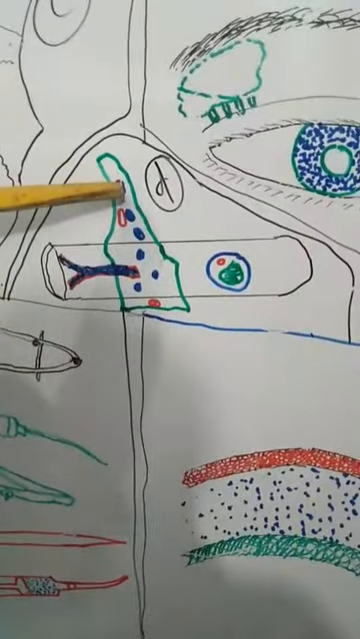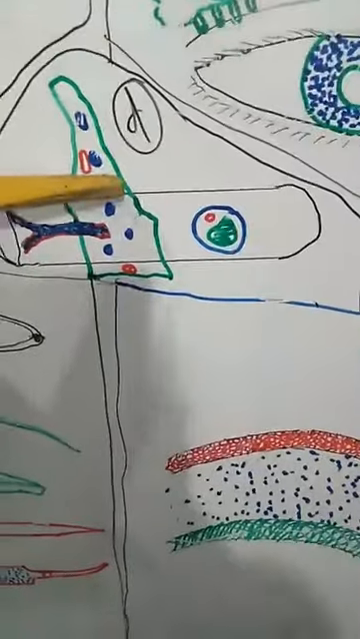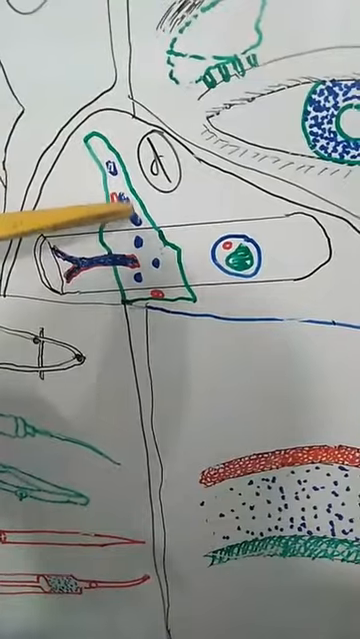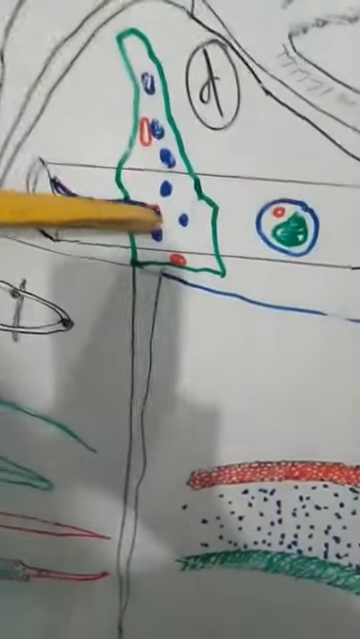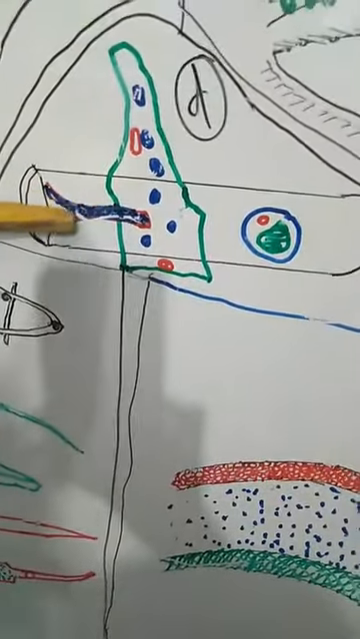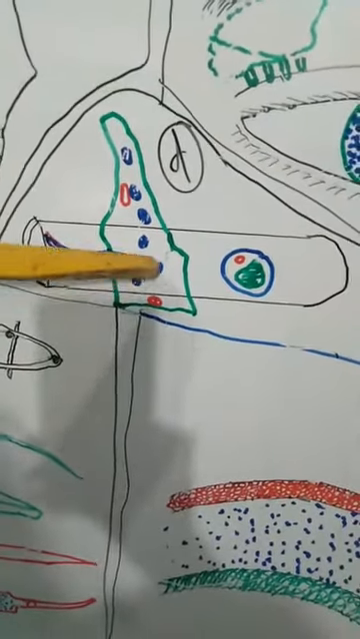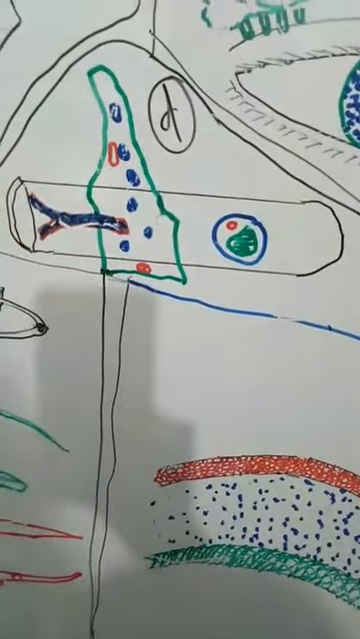The structures passing through the superior orbital fissure are: frontal nerve, lacrimal nerve, trochlear nerve, and the superior ophthalmic vein. Then the abducent nerve, upper division of the oculomotor nerve, lower division of the oculomotor nerve, nasociliary nerve, and more inferiorly the inferior ophthalmic vein. These are the important structures passing through the superior orbital fissure.